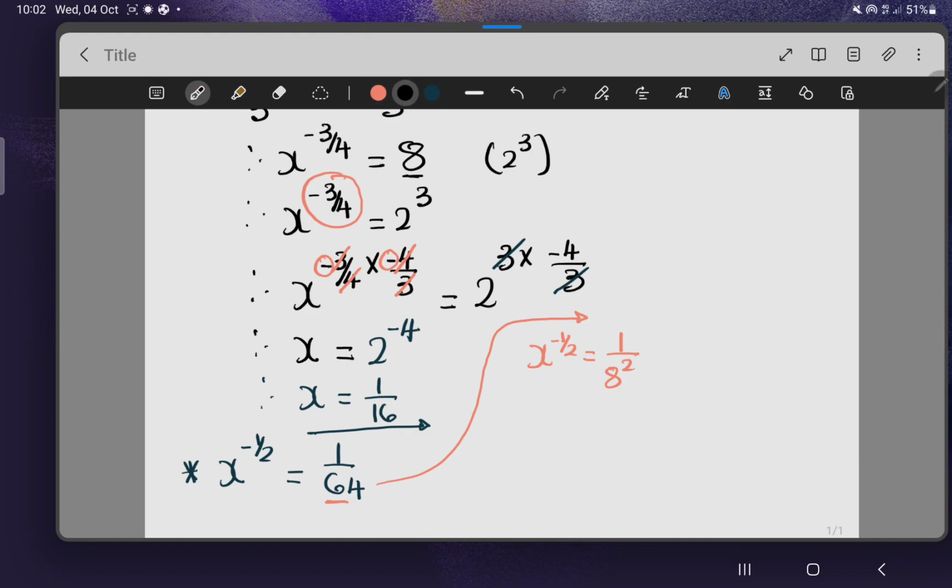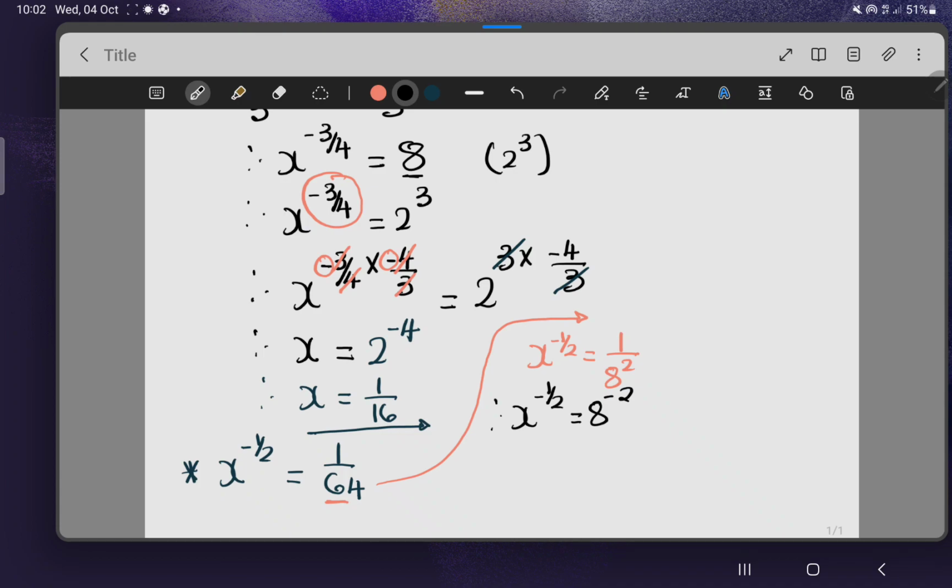So remember, when you take it up, you have to make it a numerator. You have to change the sign. That is a law. Then x to the negative 1/2 is the same as 8 to the power of negative 2.